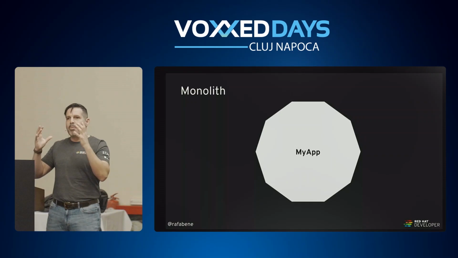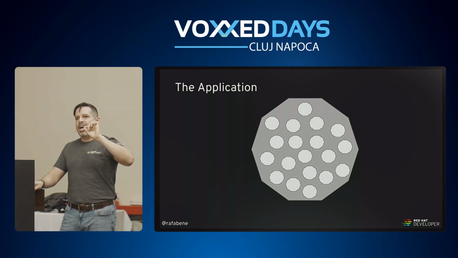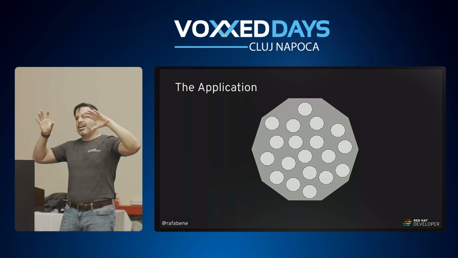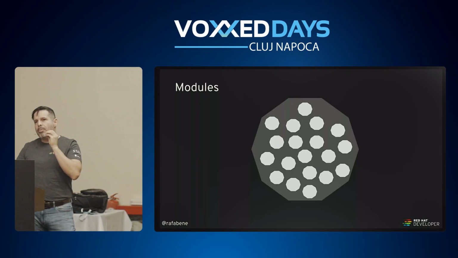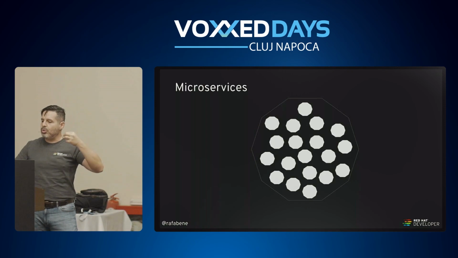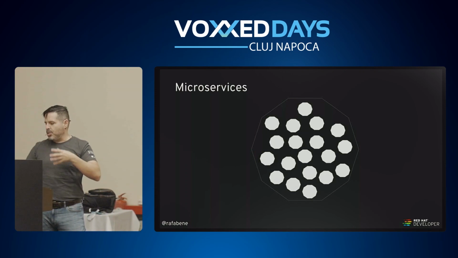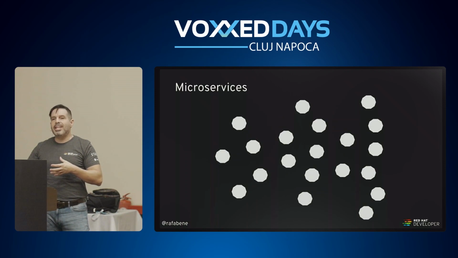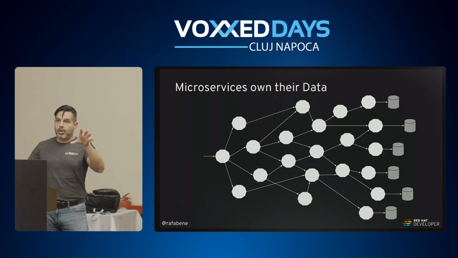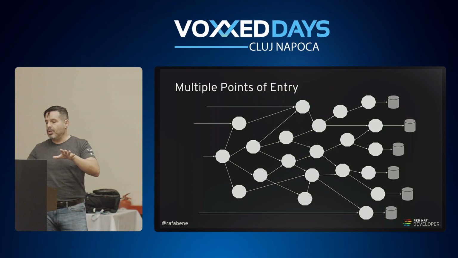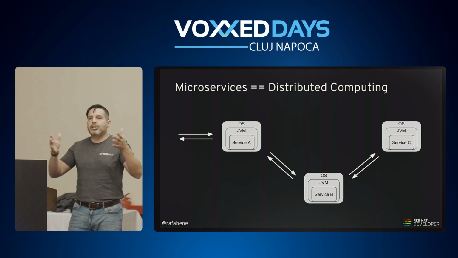Our big and beautiful monolith. And inside our application, usually we have business boundaries, right? We have the sales, we have the finance, we have the security model. So our application is really divided into small modules. But there was a moment in time when we decided to take those business modules and create microservices. And the microservices are not only inside a single machine. We decided to spread them in a network of services. And because we have a network of services, each microservice has its own data. We have multiple entries.